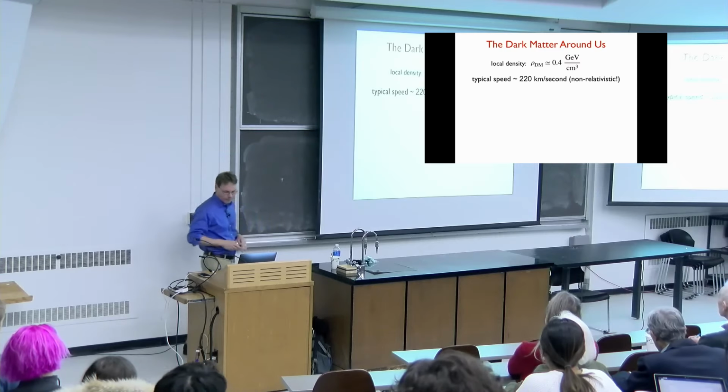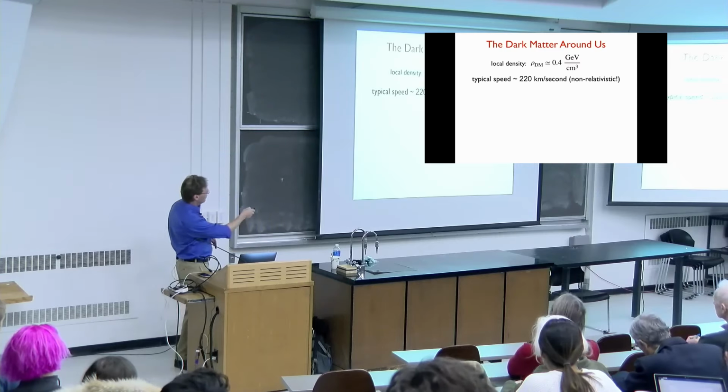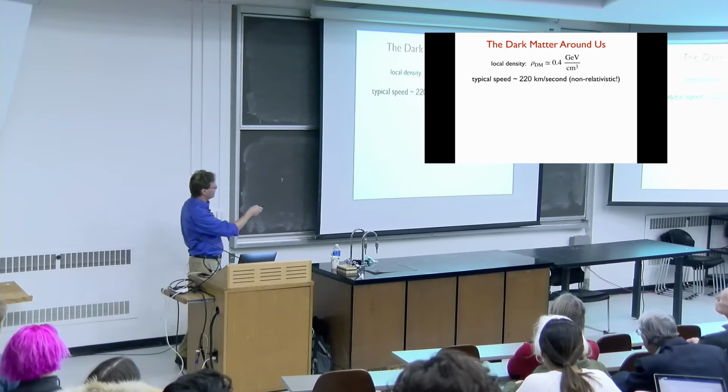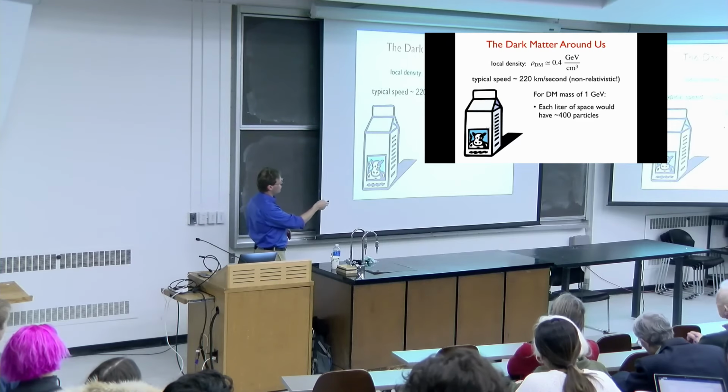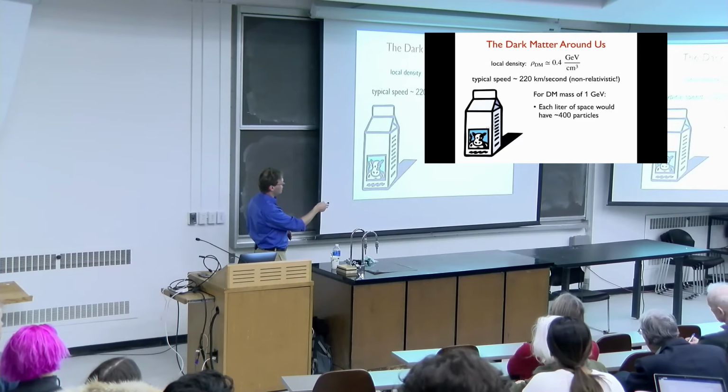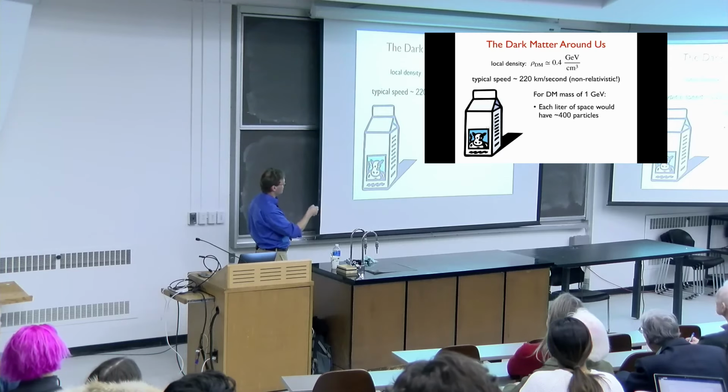Now, we don't know the number of dark matter particles around us, but we can postulate a particular mass. So, for example, if we take 1 GeV, the mass of a proton, for the dark matter, then we would find that each liter of space, like one of these milk cartons here, would have about 400 particles in it.